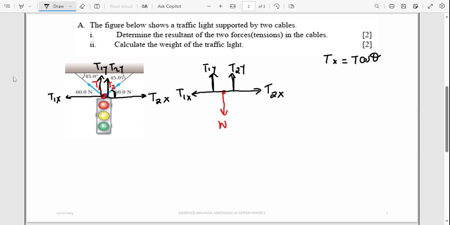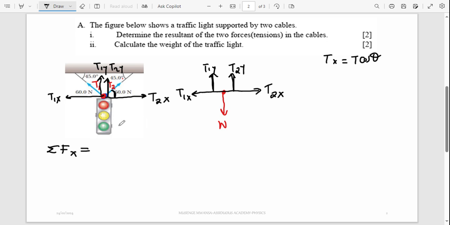So look at the net force in the X direction and the net force in the Y direction. Starting with the net force in the X direction, look at what is going in the positive X. You know that for the X-Y plane, positive X is there. So positive X, we have got T2X. We are going to remove what is going in the negative X, and that is T1X.